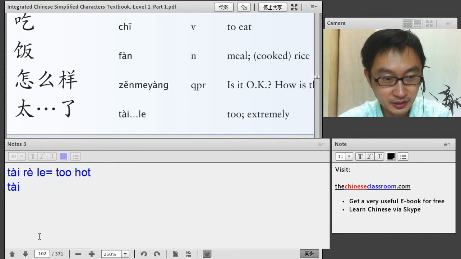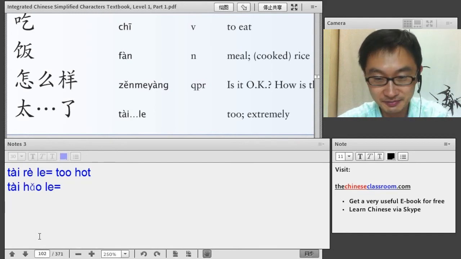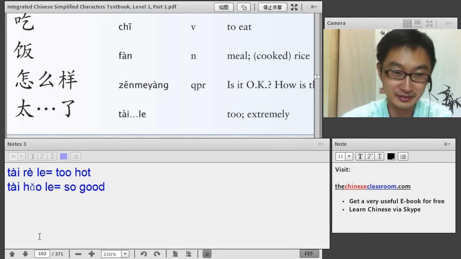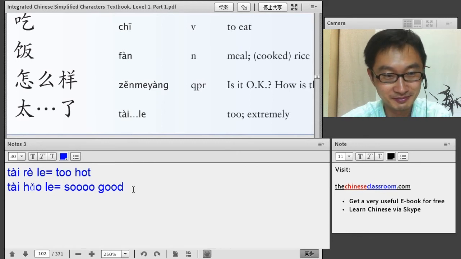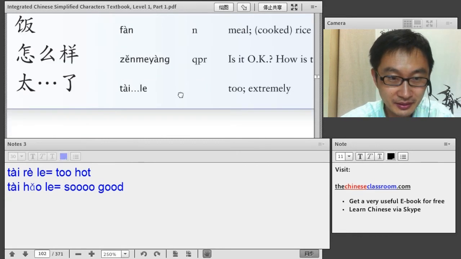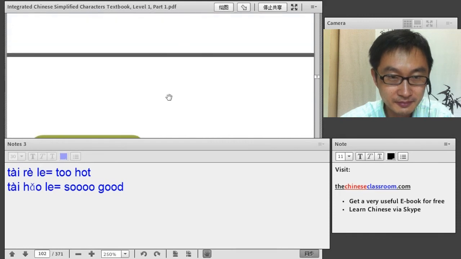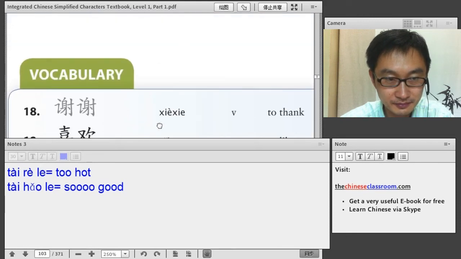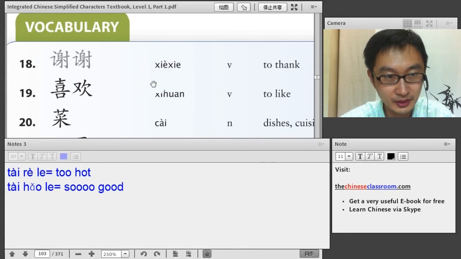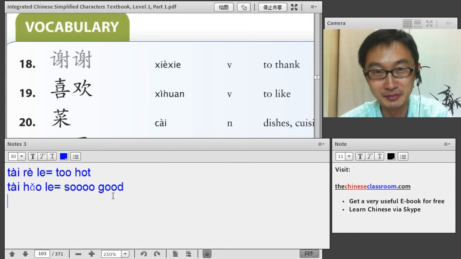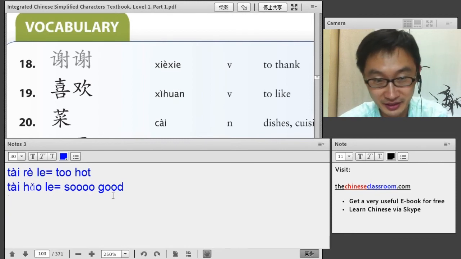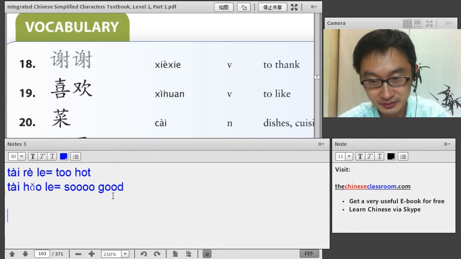If you say 太好了, then it means it's so good, so good, like this. 好的. Let's look at this: 谢谢. That's very common. It just means thank or thanks. You can even say 谢谢你.